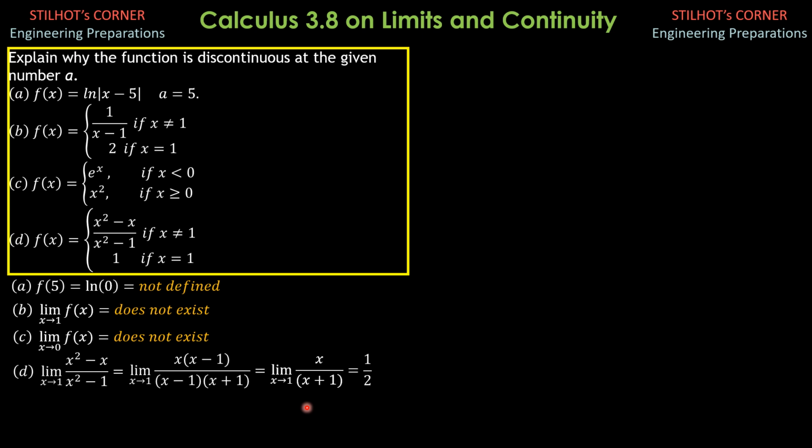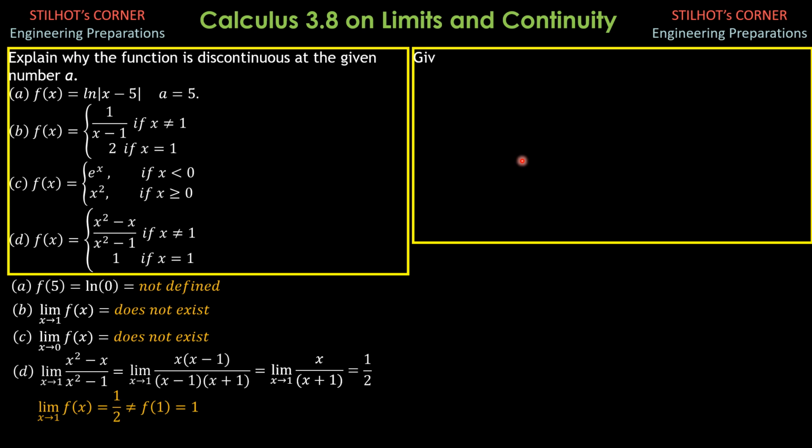The limit exists, it is equal to 1 half, but f of a, when x is 1, the function value is 1. And 1 half, the limit of f of x as x approaches 1, is not equal to f of a, which is equal to 1. So that's the reason why the function is discontinuous at x equals 1. Not equal to f of 1. So it is discontinuous at x equals 1.